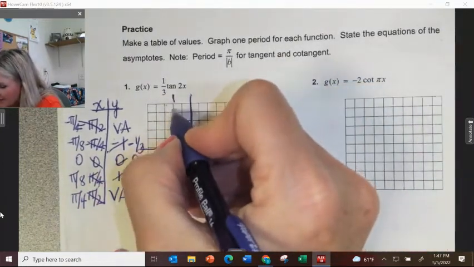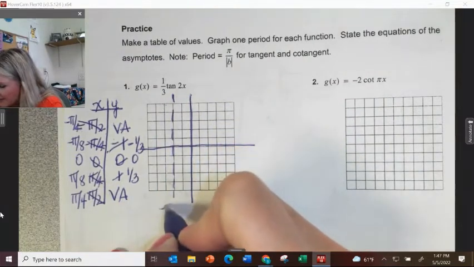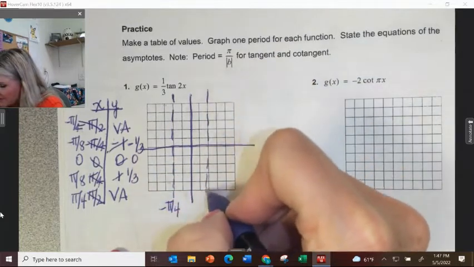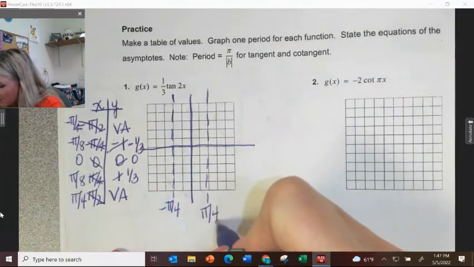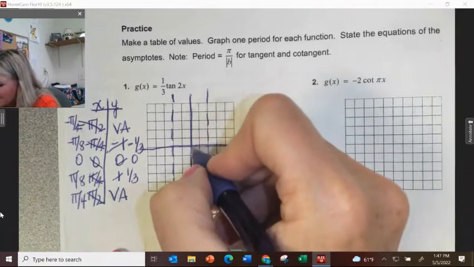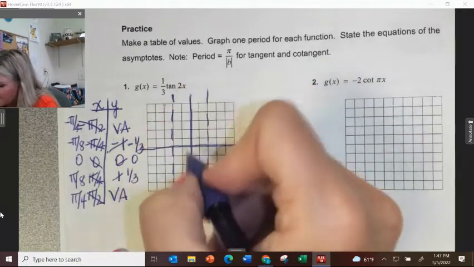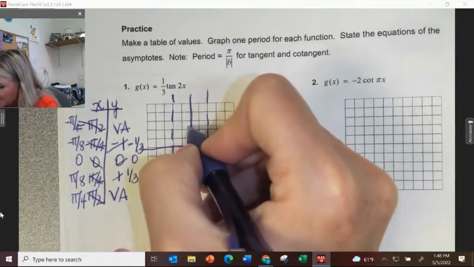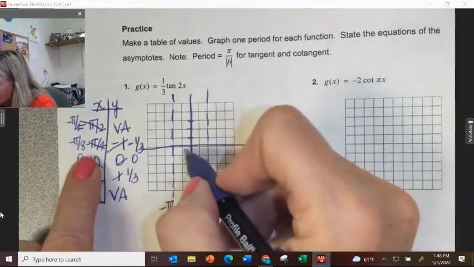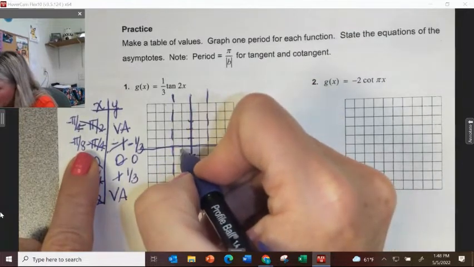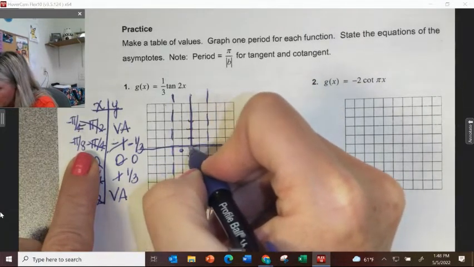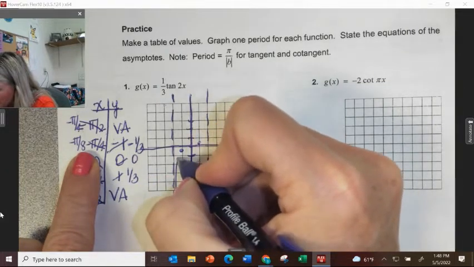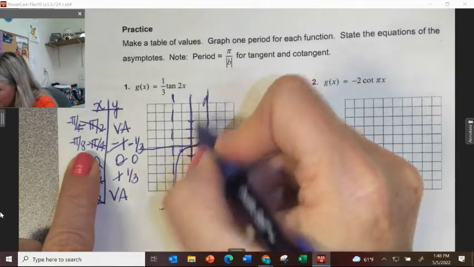So I'm going to make this represent negative pi over 4. I'm going to make this represent positive pi over 4. Well, okay, we'll make it standard. This is negative 1, positive 1. We'll just keep that the same as always. Okay, so at negative pi over 8, I'm going to be at negative 1/3. Then I'm going to be at 0, and then at positive 1/3. And so it's going to look like that.